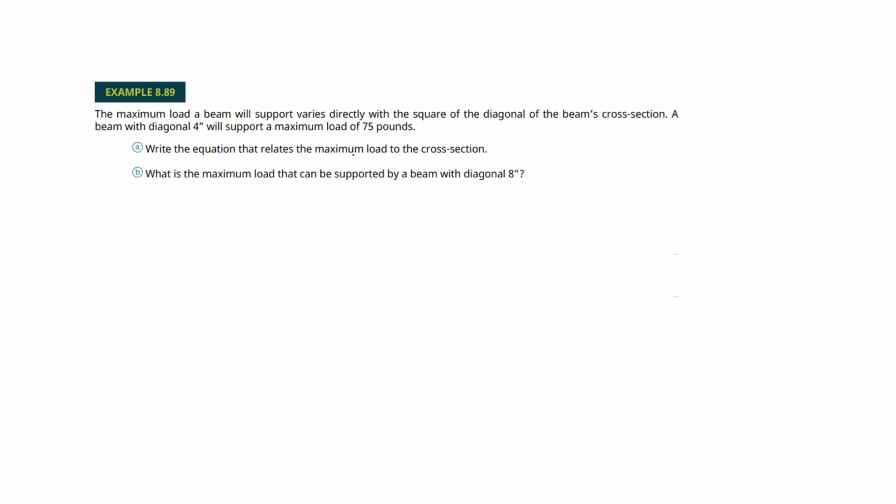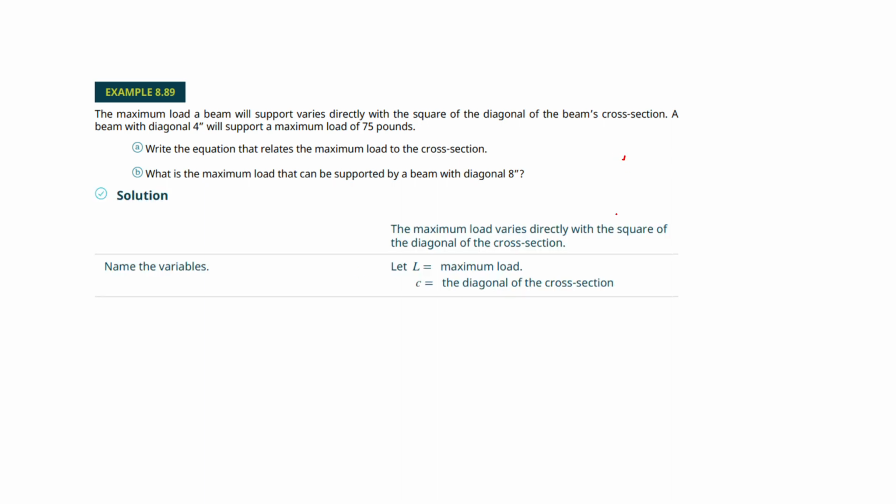We're going to get a little bit more mature here. We're going to say that the load varies directly with the square of the cross section. So now, let me see what variables I'm going to use. Okay, L is going to be load. So there's some constant, and C is the cross section, but it's not varying directly like this. It's with the square of the cross section.